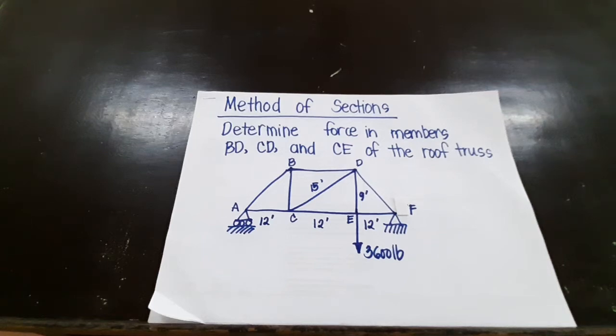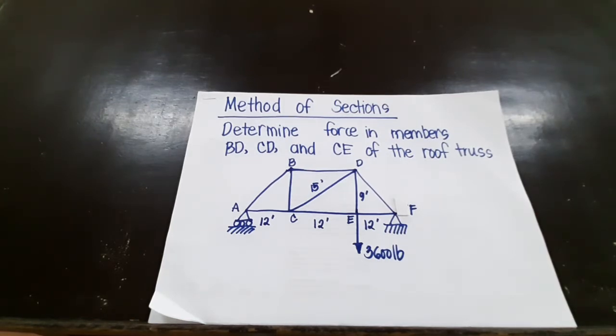Okay, so today we are going to discuss the method of sections. We have here an example where we determine the force in members BD, CD, and CE of the roof truss. We can actually solve for this using the method of joints. And we have another method, and that is what we call the method of sections.